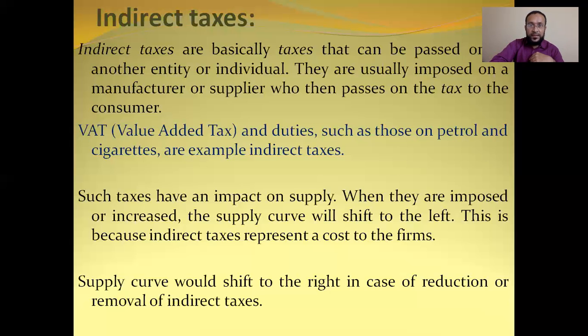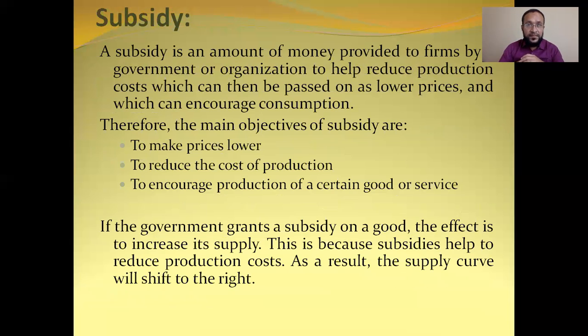All right, so next factor that affects the supply and supply curve is subsidy. What is subsidy? At first you have to learn this. So a subsidy is an amount of money provided to firms by the government or organization to help reduce production cost, which can then be passed on as lower prices and which can encourage the consumption.